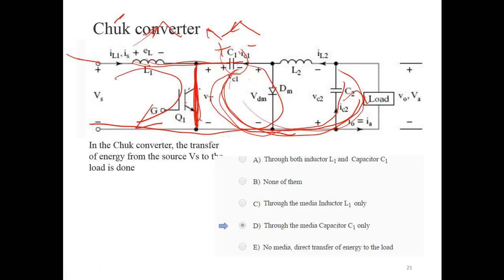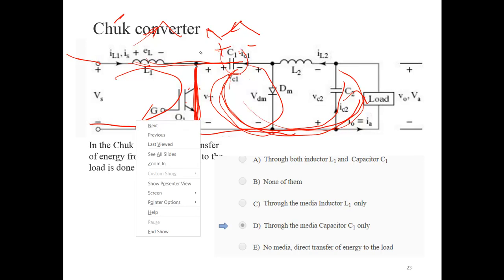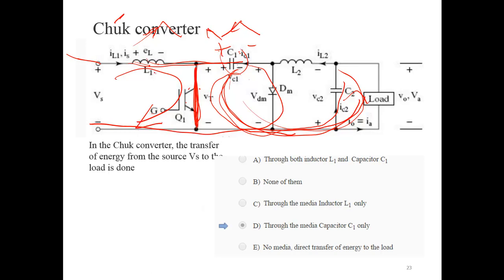When you turn on the switch, the inductor gets energy from the battery, so the source transfers to the inductor L1. L1 gives it to the capacitor, and the capacitor gives it to the load. That's why in the Cuk converter, the energy transfer from VS to the load is done through the medium of capacitor C1. C1 is the transfer medium.